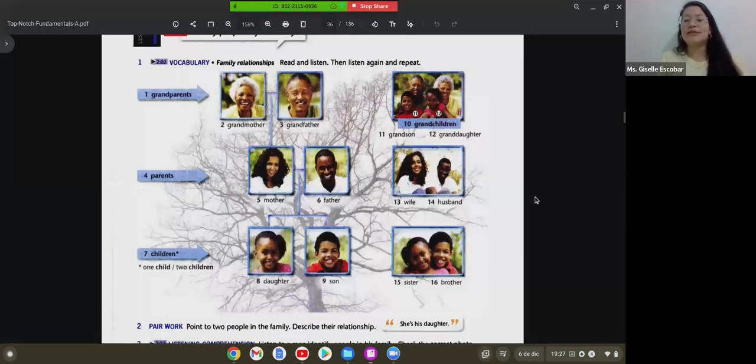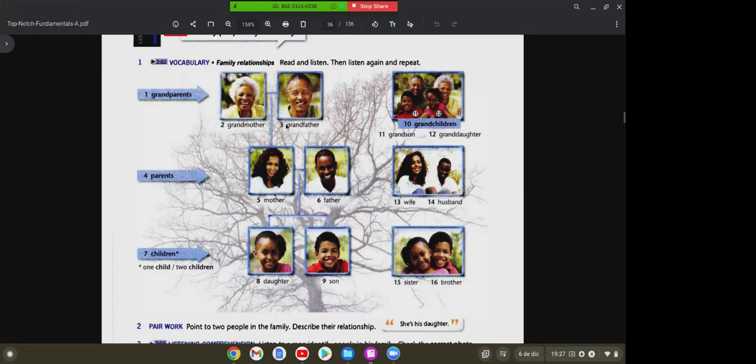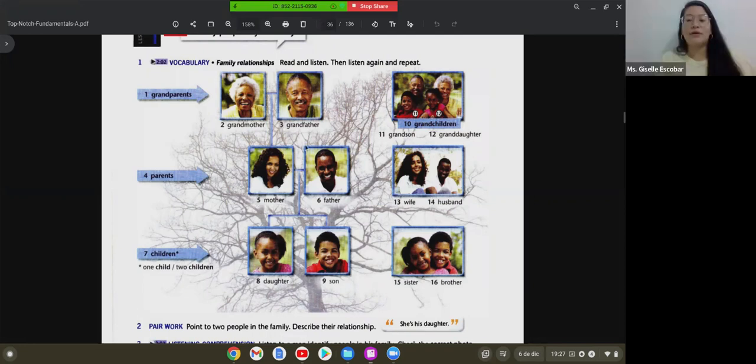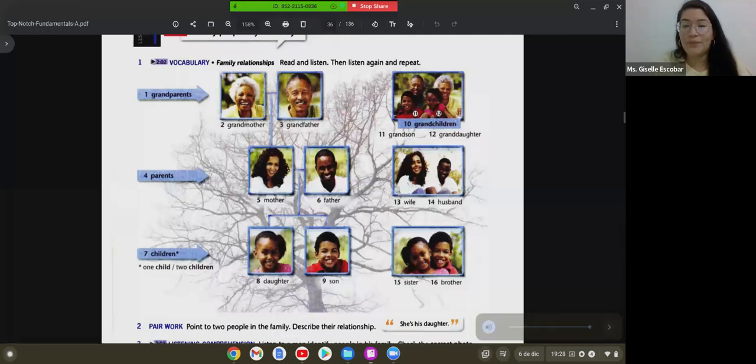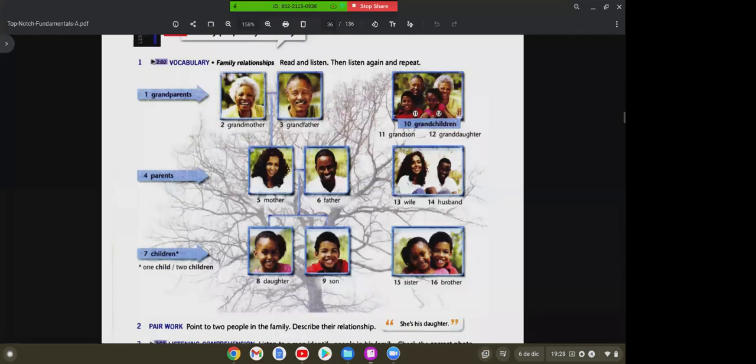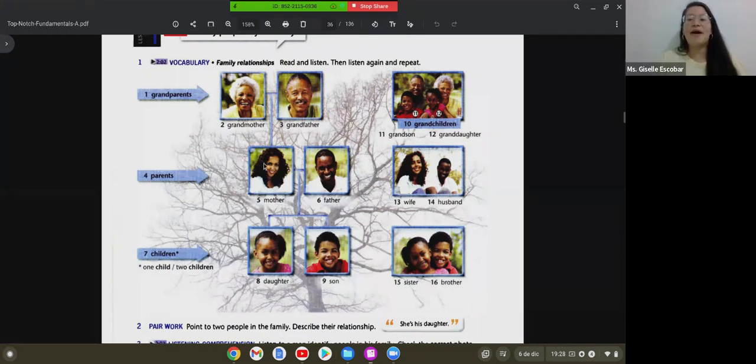So let's see which other example we can find. Number 3 and number 5. Can you tell me their relationship? Who is he? ¿Quién es él? He is her father. Exactly. He is her father. Él es el padre de ella.